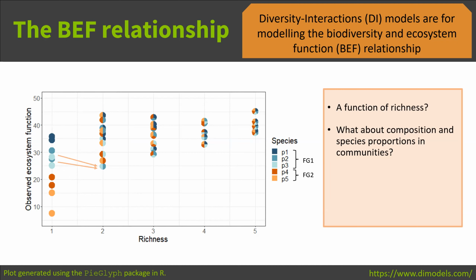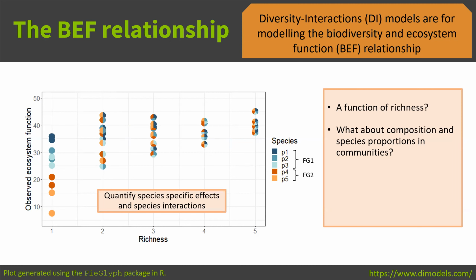For example, take a look at what happens when species 2 and 3 are mixed. Their performance in binary mixture seems to be quite similar compared to how they perform in monoculture, meaning that it is unlikely that there is a significant interaction between these two species. But with species 1 and 5, it seems that there is quite a strong positive interaction between these two species.